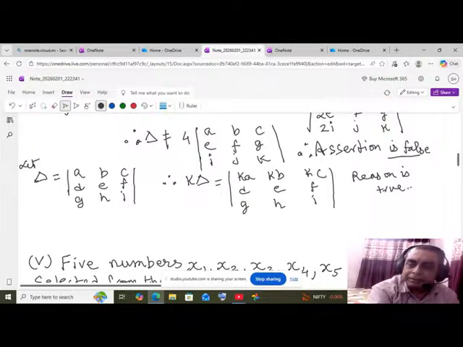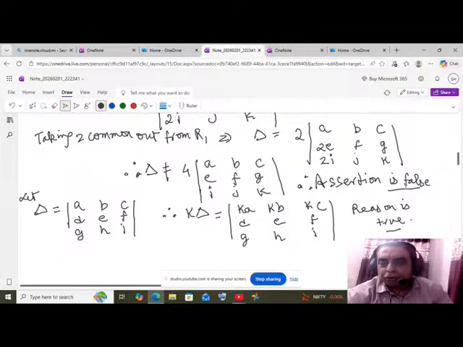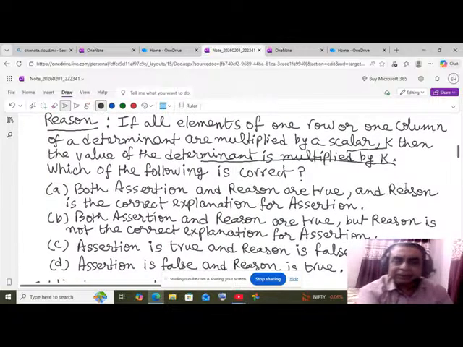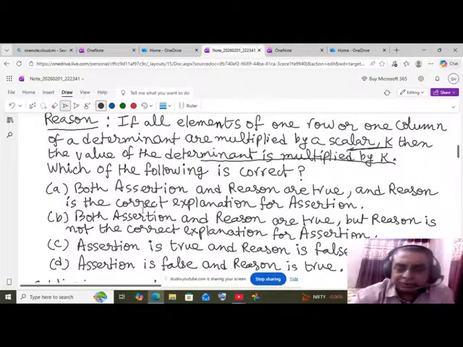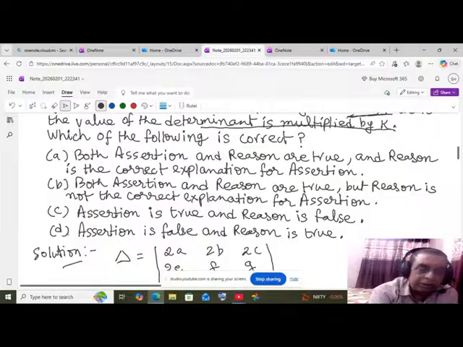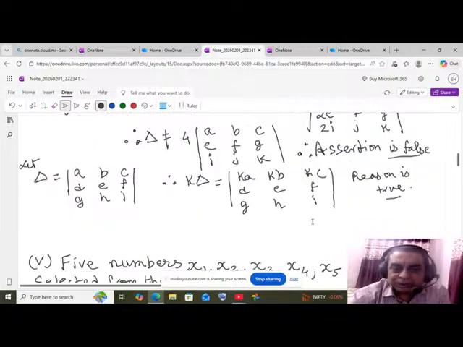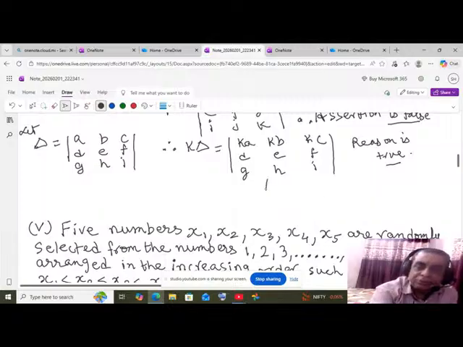Because here the reason is telling us that if all the elements of any row or a column of a determinant are multiplied by the same scalar k, then the value of the determinant is multiplied by k. That reason is true. So which is the correct choice? D is the correct choice: the assertion is false, but the reason is true. So the answer is D.